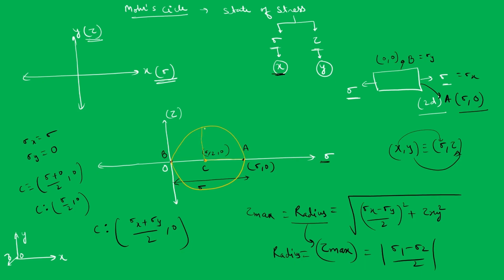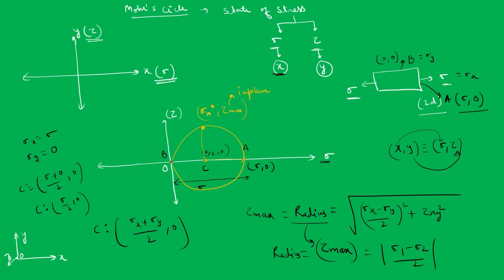And this point should be the maximum point. I have drawn it wrongly. Actually, I am not good at drawing, but yes. So this particular point is called sigma avg comma tau max, the in-plane tau max. So this tau max is the in-plane tau max, the in-plane maximum shear stress. Do not forget this one.